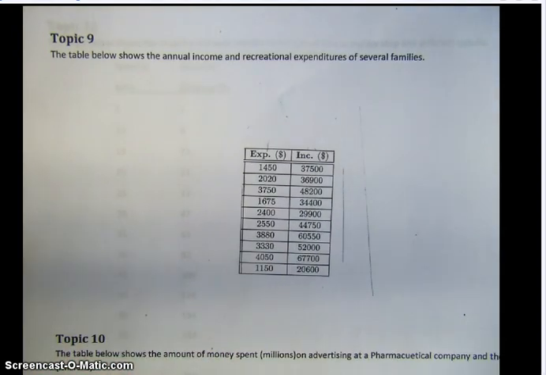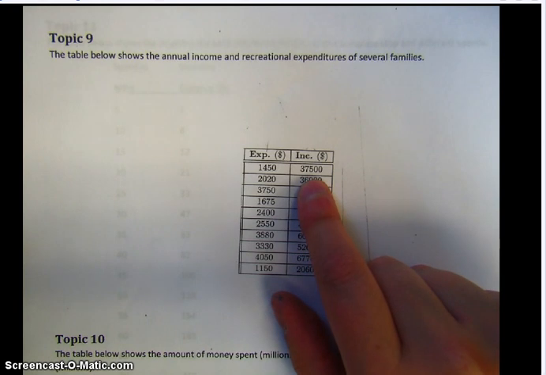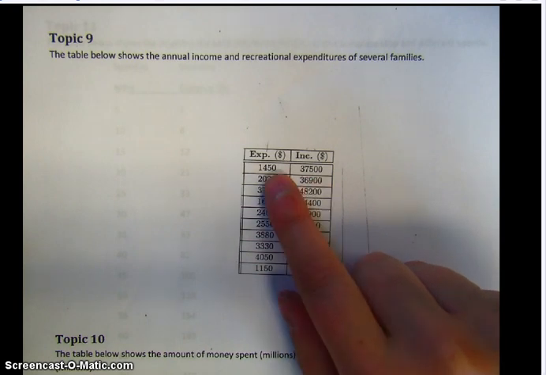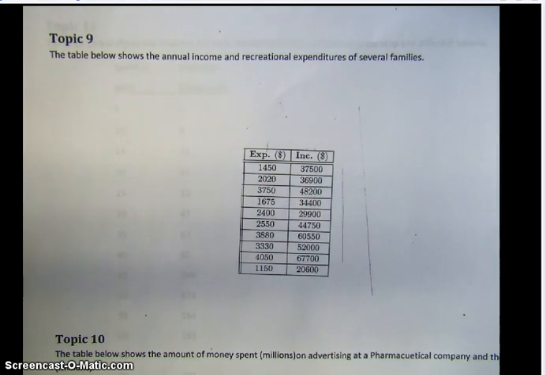Topic 9 is looking at a family's expenses versus how much money they bring in a year. So, for example, if you bring in $37,500, your expenditure on recreation, going out to the movies, going swimming, would be $1,450. That's interesting because what we're seeing as we go further in time is that expenditures are going way up versus income.